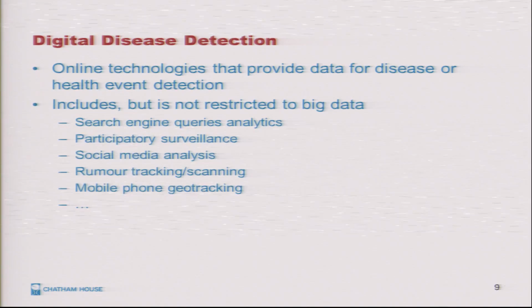So digital disease detection includes things like analyzing trends in search engine queries to look at departure from baseline. And that's processing very large amounts of data to identify a signal. That's probably the closest to the traditional understanding of big data.